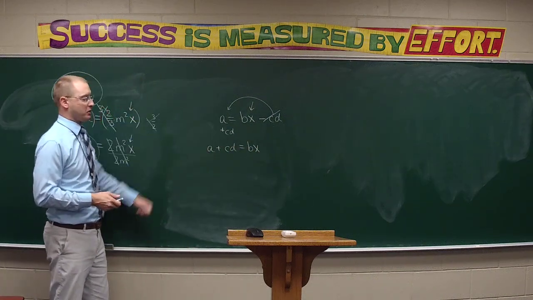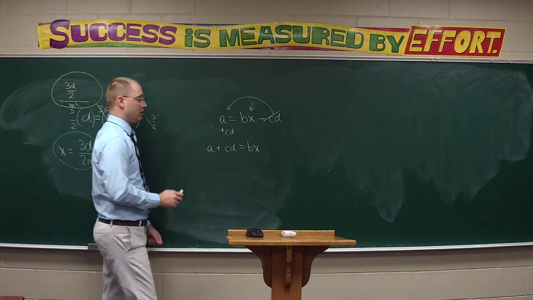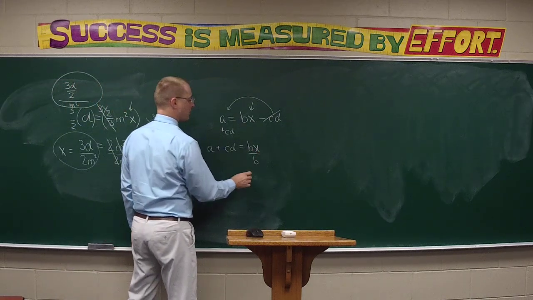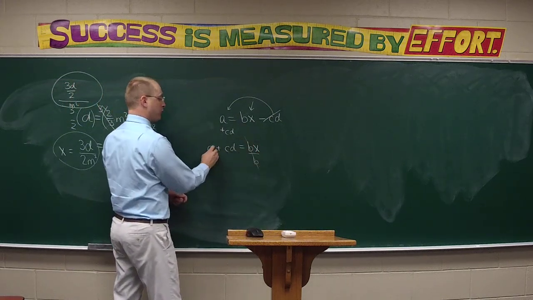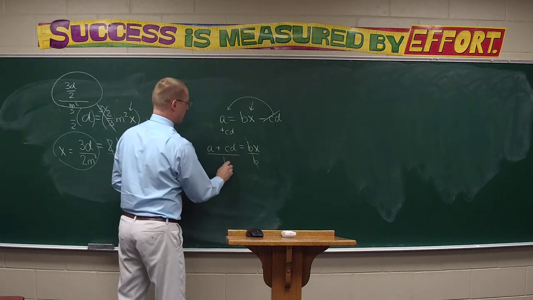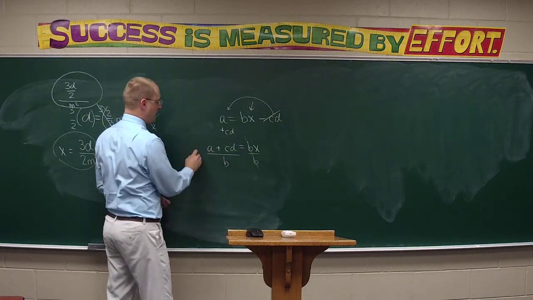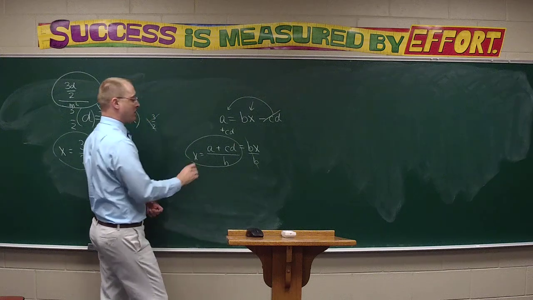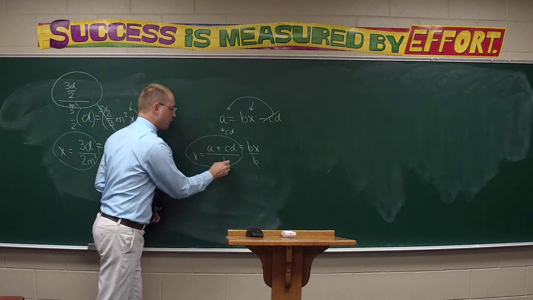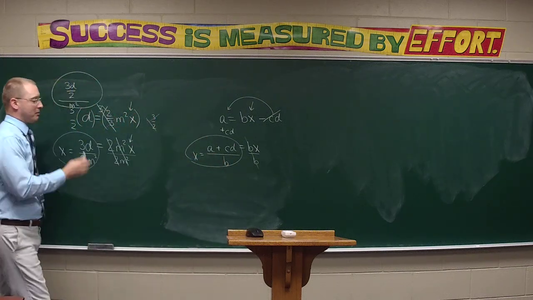A plus CD equals BX, and then simply divide the B away from both sides. Now you could divide every term. You could do it that way as well, but it's easier just to divide away from the full side. And there's our answer. It would be the same thing, by the way, if the B were below the A and below the CD separately, but I'm too lazy.